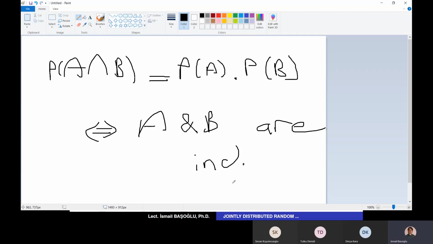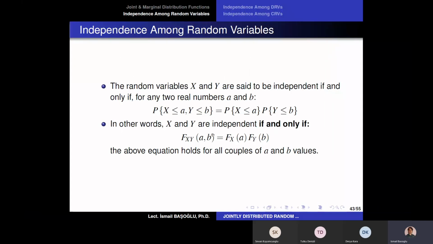If they are independent, then this equation always holds. So this is a similar situation here. We say that if for all possible values of a and b, the joint CDF of X and Y at a and b is equal to the product of the marginal CDFs at a and b, then these two random variables are independent.